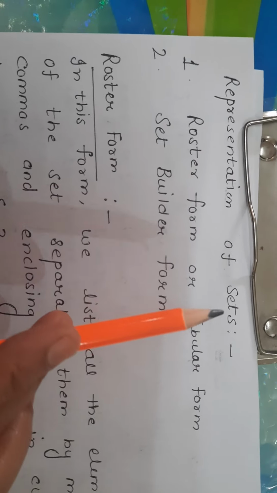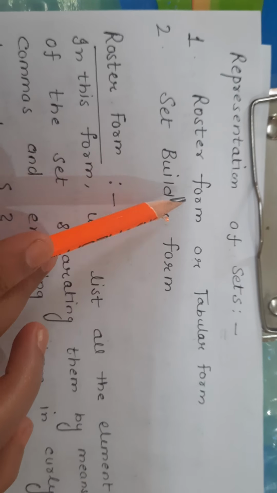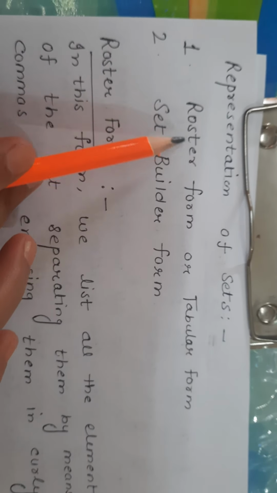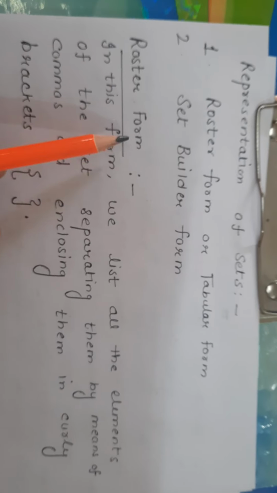Next is the representation of sets. Sets are generally denoted in two ways. The first is roster form, or you can say tabular form. Generally in your books it's written as roster form only. The second is set builder form. So what is roster form?